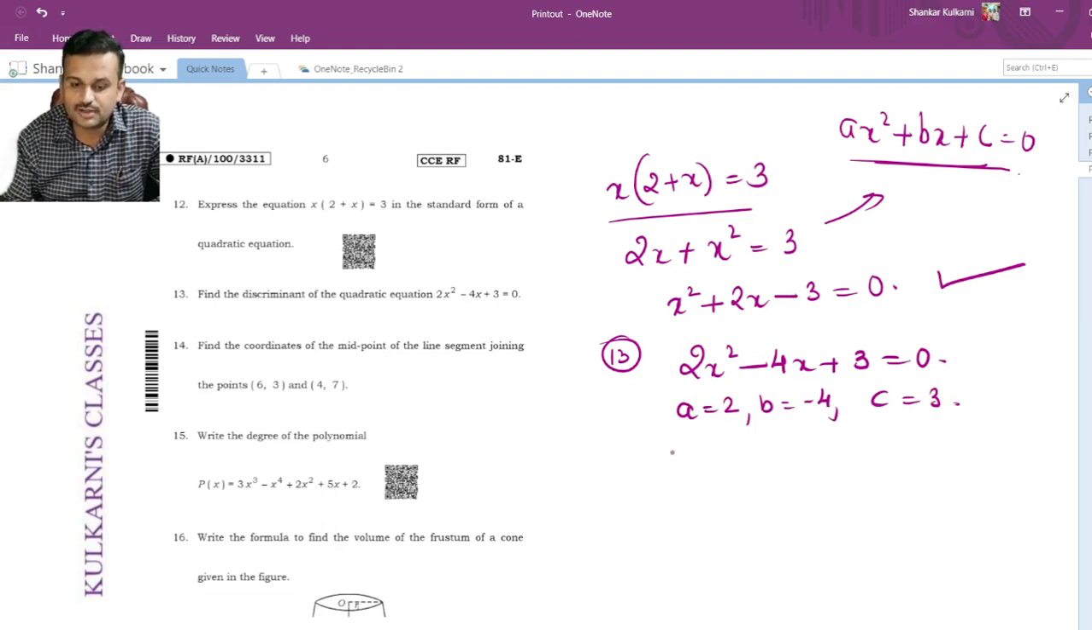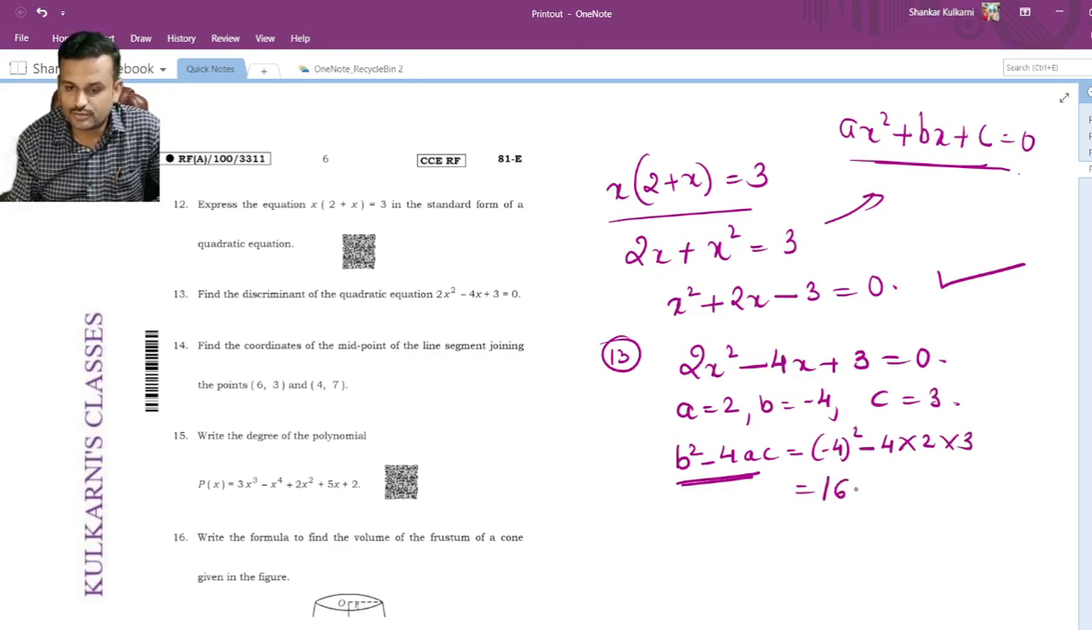Then what is discriminant? Discriminant means b square minus 4ac. This is called discriminant. Then b square means minus 4 square, minus 4 into 2 into 3. The square of a negative number is also positive, so it will become 16 minus 4 into 2 into 3, that is 24. Then the discriminant will become minus 8. This will be the answer for the 13th question. Okay, so I hope you have understood. Let us move to the next question.